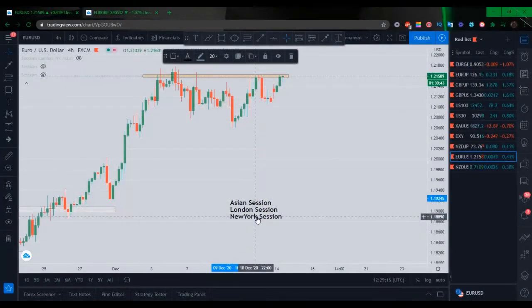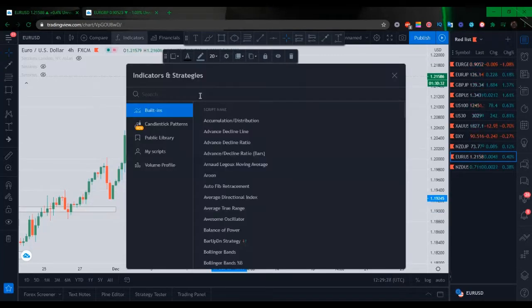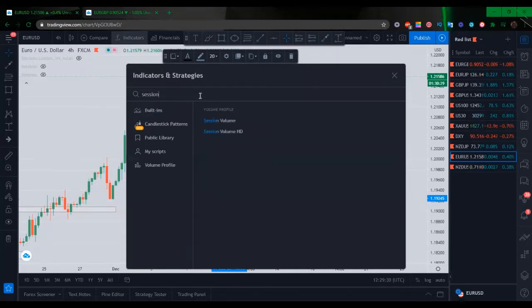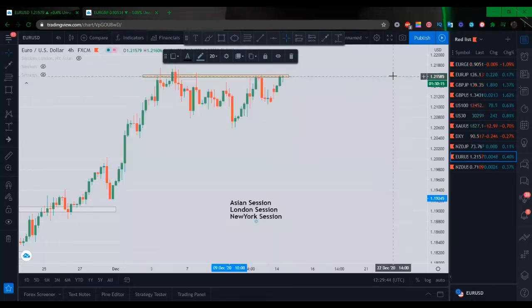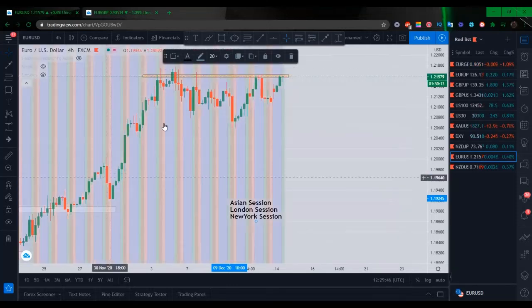You can throw some of your sessions on your chart to know the times when the volatility came into the market, especially when you are trying to backtest. If you go into your indicators quickly, you can type in session, and you can pick out any of these sessions on chart: London, New York, Asian. You can pick any of these, and then you have something like this on your chart.